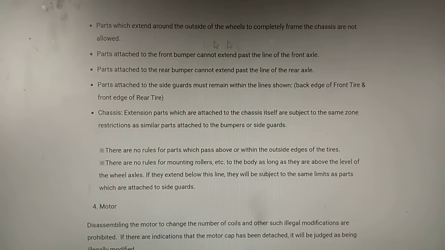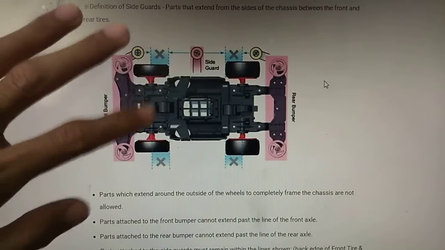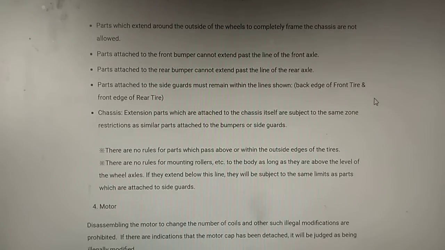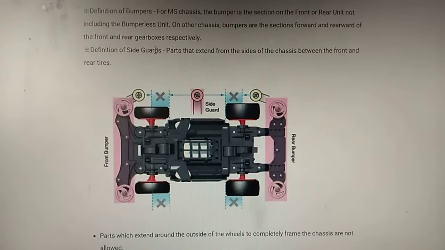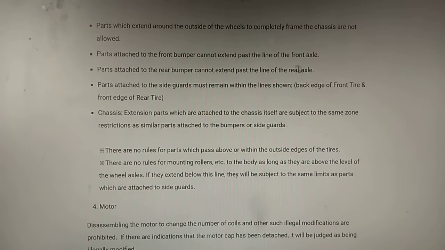Then, this part is particularly related to this, or this is what it refers to. Parts which extend around the outside of the wheels to completely frame the chassis are not allowed. To box it in, not allowed. Parts attached to the front bumpers cannot extend past the line. There you go, the line. This is my mouse, there, the line.